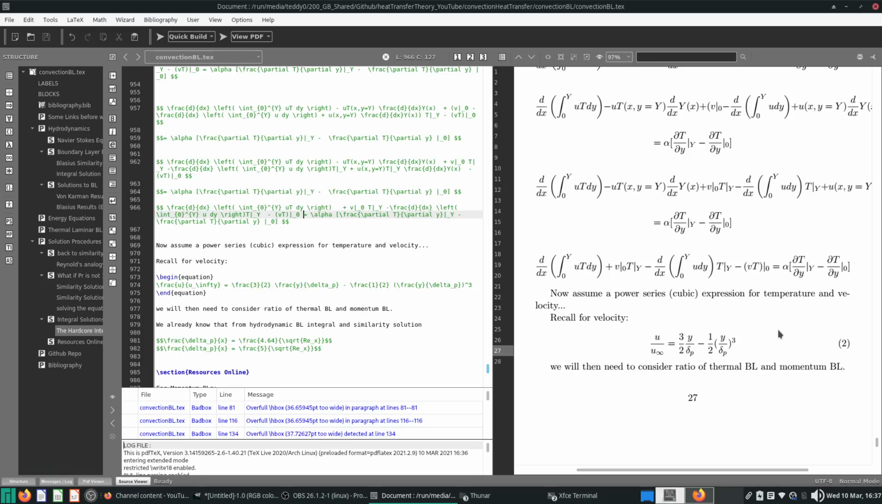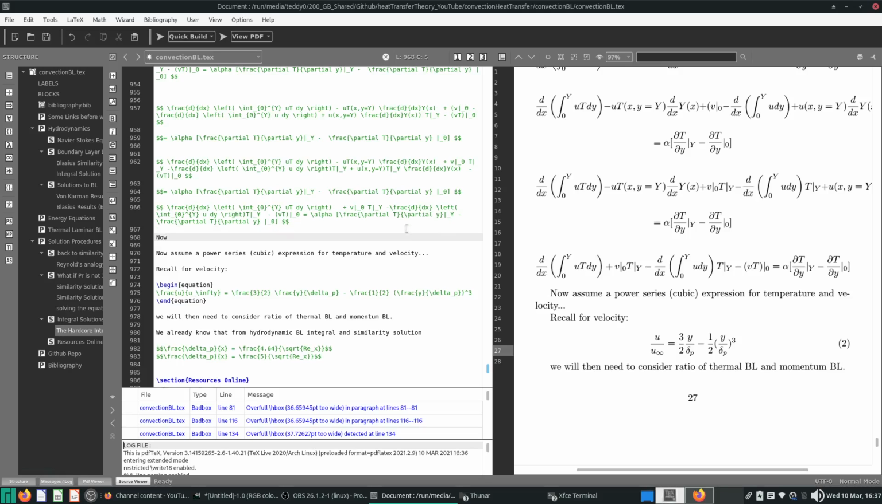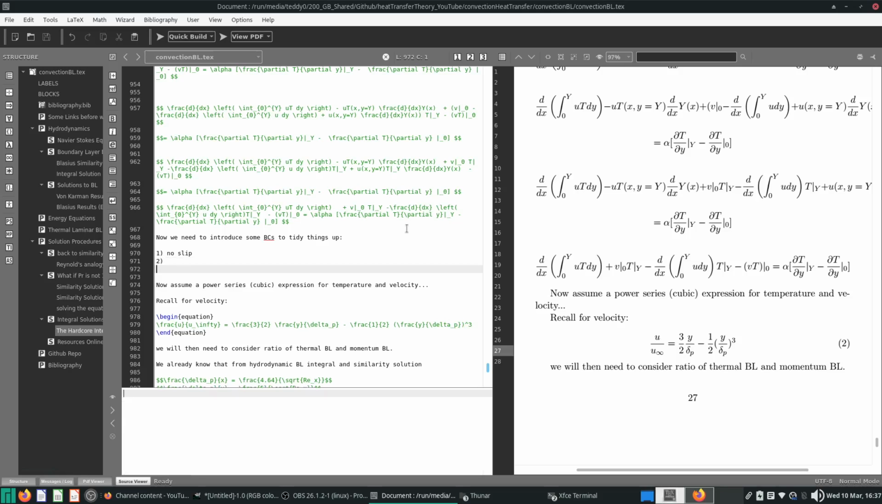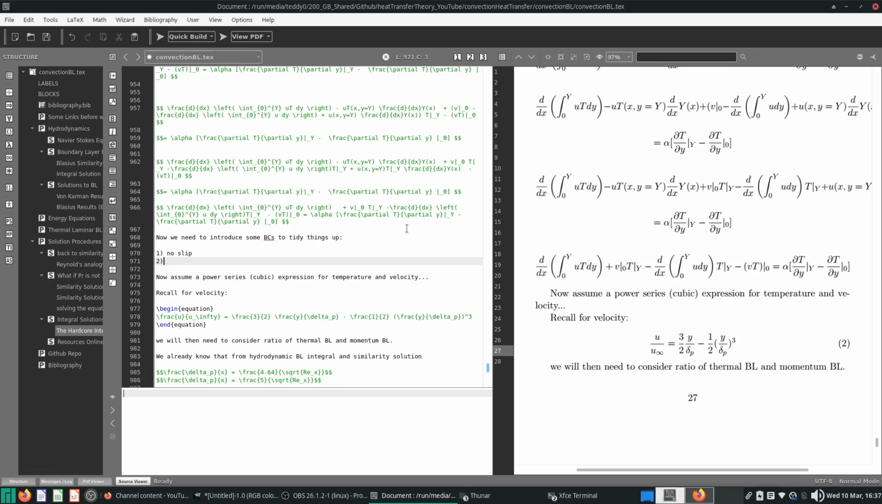Now we need to put in some boundary conditions to tidy this up. One is the no slip boundary condition. Second, we will have y equals delta t. This is not exactly a boundary condition, but this big Y that we want to integrate to, we want to integrate it only up to delta t, which is the thermal boundary layer.